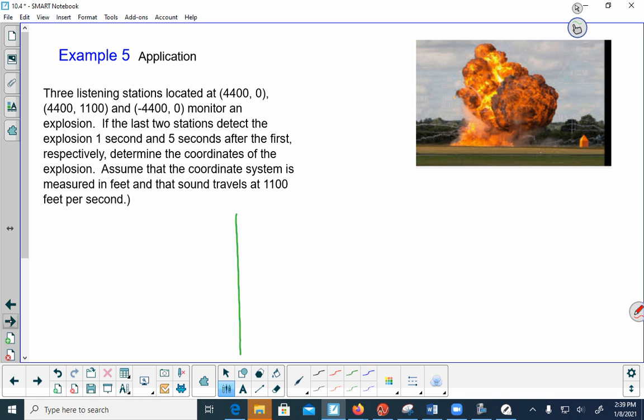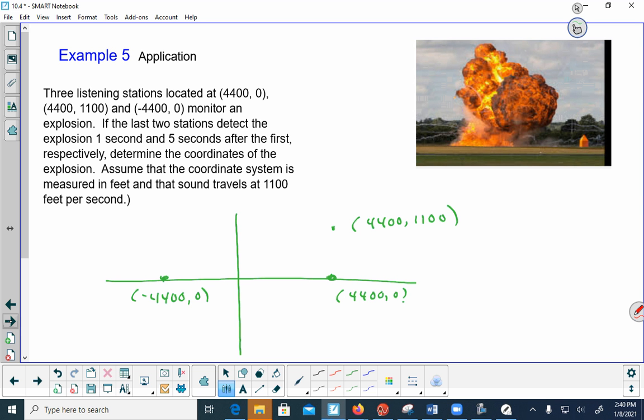So I'm going to plot those, just rough plotting. My first station is at (4400, 0). The second one is at (4400, 1100), so it's straight up. And then the last one is (-4400, 0). So those are my 3 listening stations. This is my first one, second, third.